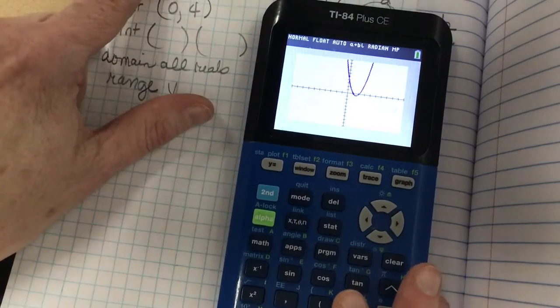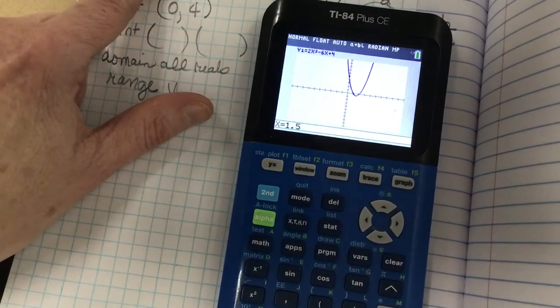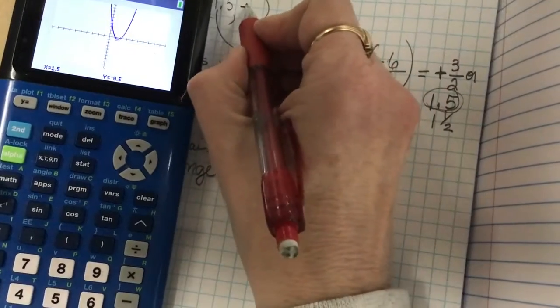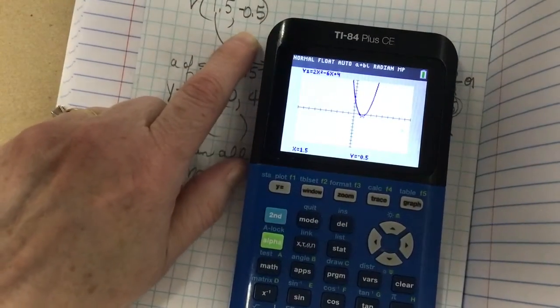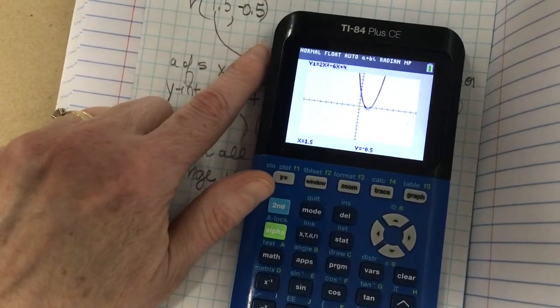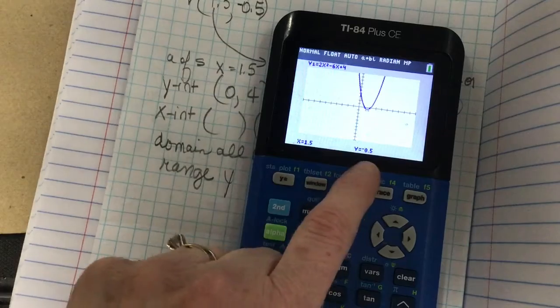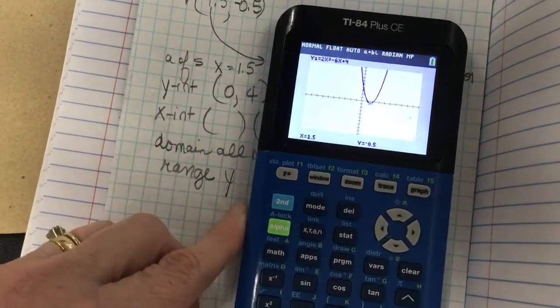Okay, vertex, trace, 1.5, negative 0.5. See, and it's going to give it to you as the decimal, so it is negative 1. Even if you type 3 divided by 2, it's still going to give it. See, it changed it to the decimal, so it's going to give it to you that way.